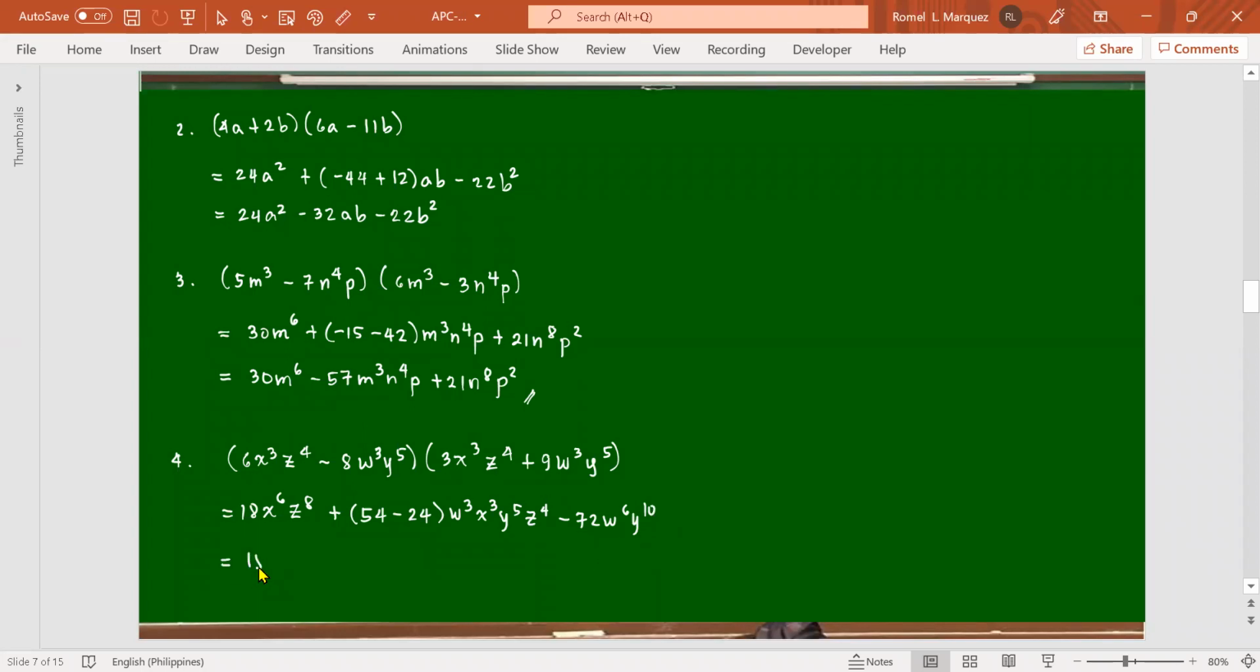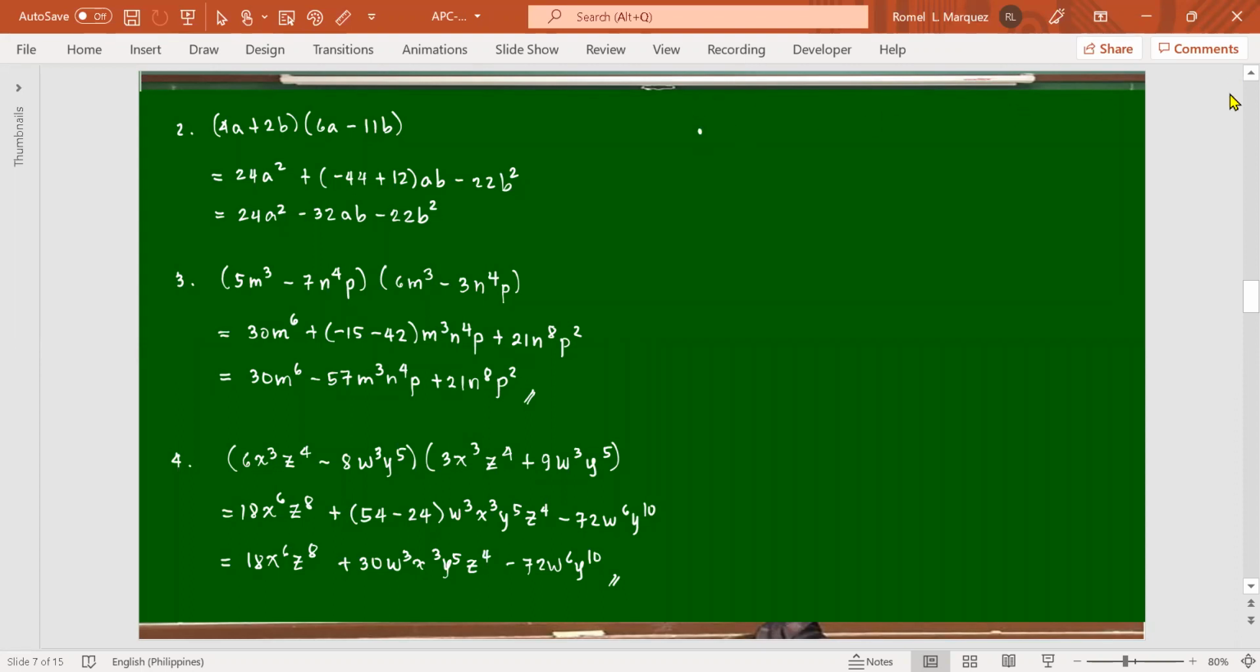Simplifying the middle term, 18x to the 6, z to the 8, middle term is 30 w cubed, x cubed, y to the 5th, z to the 4th, minus 72 w to the 6th, y to the 10th. Okay, guys? Children? You still alive, guys? Yes, sir.